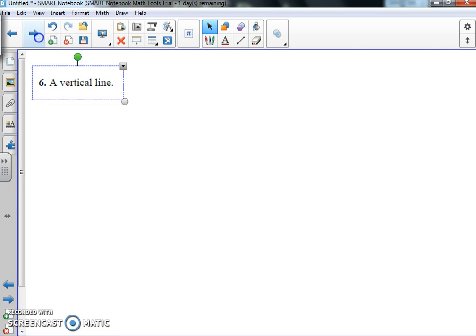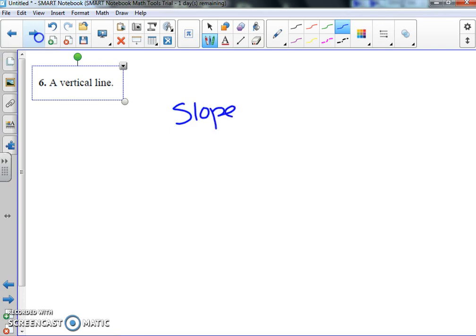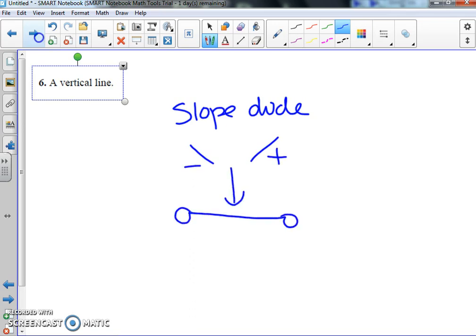All right, a vertical line. You immediately should think of slope dude. So here's his eyebrows. Here's his nose. And here's his mouth. So a vertical line is up and down. Therefore, I'm looking at his nose. And this part of his nose is to tell us that that slope is undefined. An undefined slope. Do not tell me no slope. That doesn't make sense. It's an undefined slope.